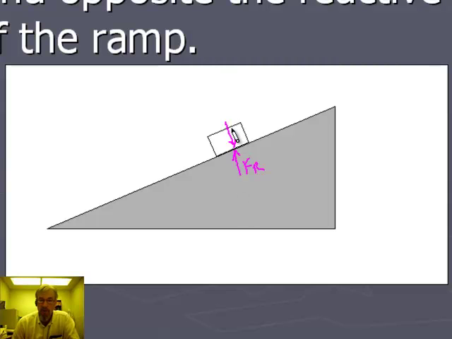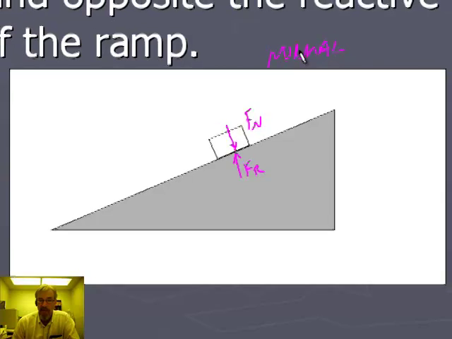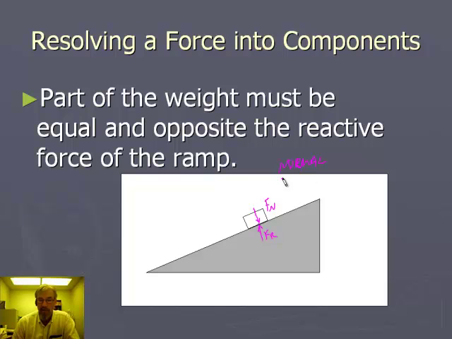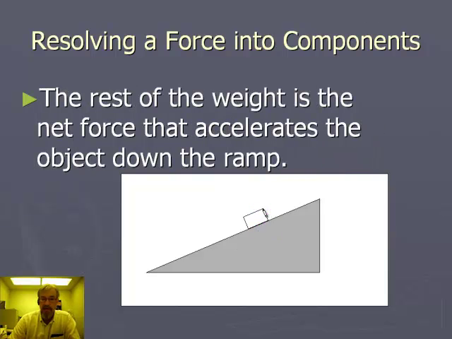So we have this component, part of the weight, that pushes down into the ramp, and scientists call that the normal force. Force normal. And normal doesn't mean not weird or ordinary. Normal in this case means perpendicular to. So the normal force is perpendicular to the ramp. But if that was the only part of the weight that was there, it wouldn't slide down the hill. So there's got to be something else going on.